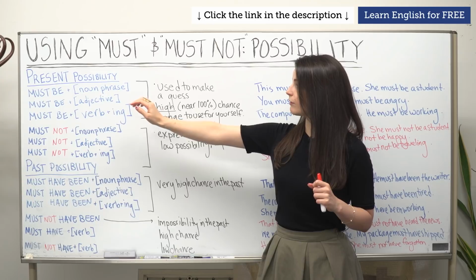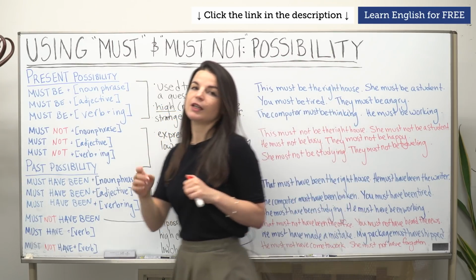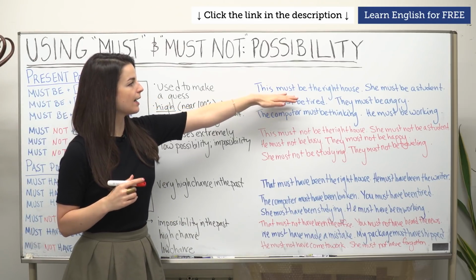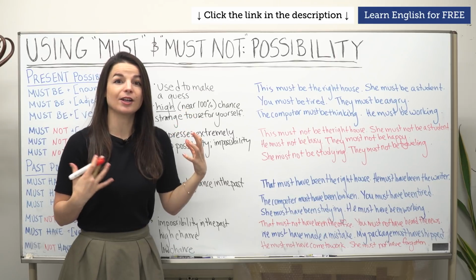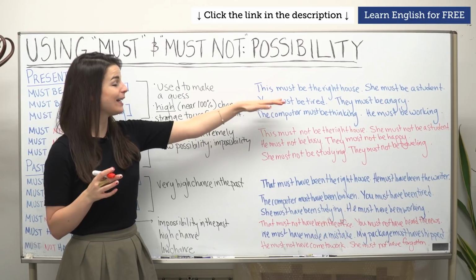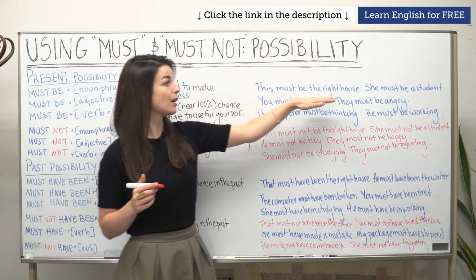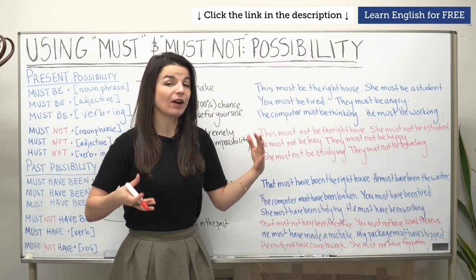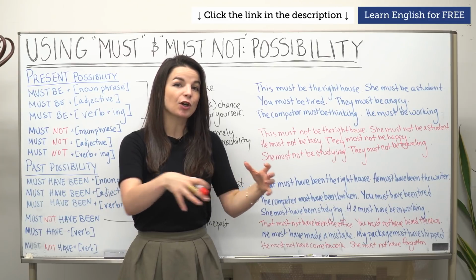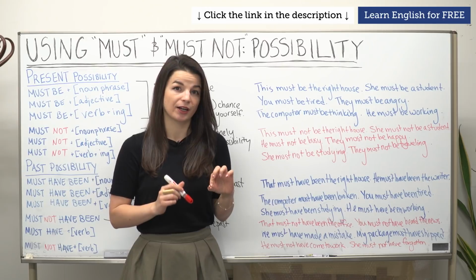First, let's look at the first pattern here, must be plus a noun phrase. If we use must be plus a noun phrase, it talks about an expression that has a high chance of being true, and it's related to a noun phrase. So for example, the expression, this must be the right house, meaning there's a very, very high, near 100% chance that this house is the correct house. In other words, this is the house I'm looking for. There's a very high chance of that.